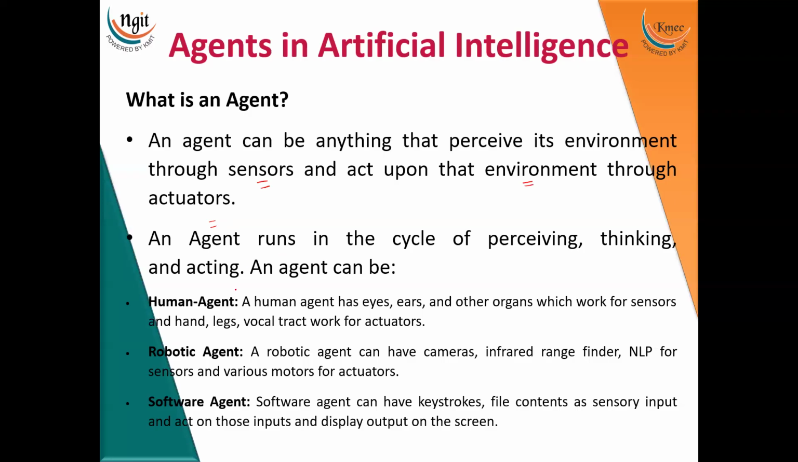An agent can be a human agent, which has eyes, ears, and other organs that work as sensors, and hands, legs, and vocal tract that work as actuators. A robotic agent can have cameras, infrared rangefinder, and NLP as sensors, and various motors as actuators. Similarly, a software agent can have keystrokes and file contents as sensory input, act on those inputs, and display output on the screen. So these are the different types of agents.